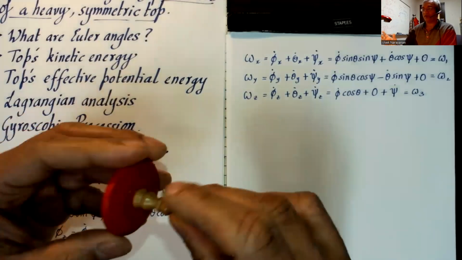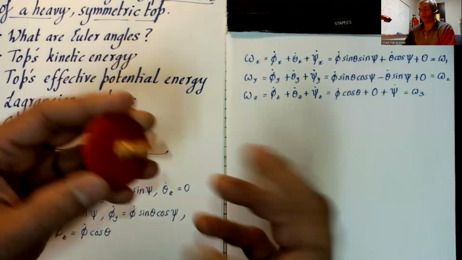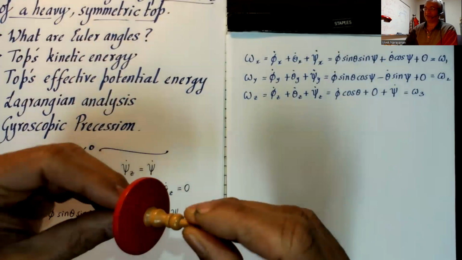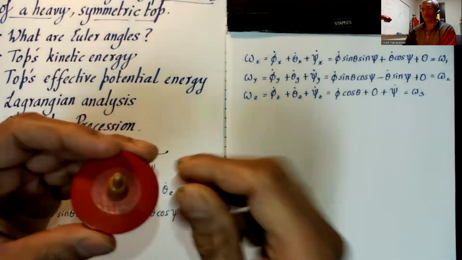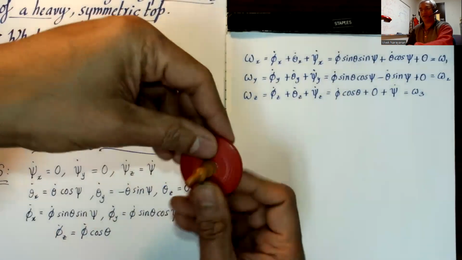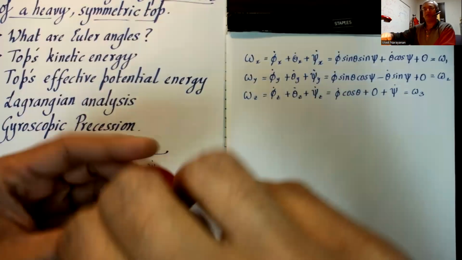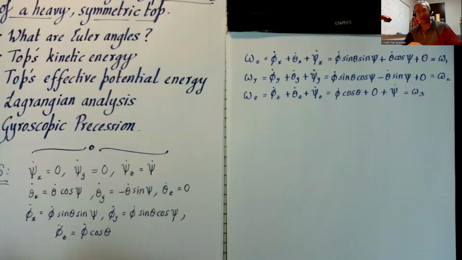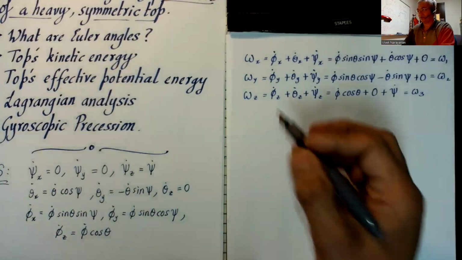So Sofia Kovalevskaya classified tops into 5 types. We're going to study the easiest of the classifications. This is known as a symmetric top, where 2 of the moments of inertia, I1 and I2, are equal, and the third moment of inertia, the one that you spin it around, is not equal to the other 2. So that's the case we're going to study. That case is known as the case of the symmetric top.